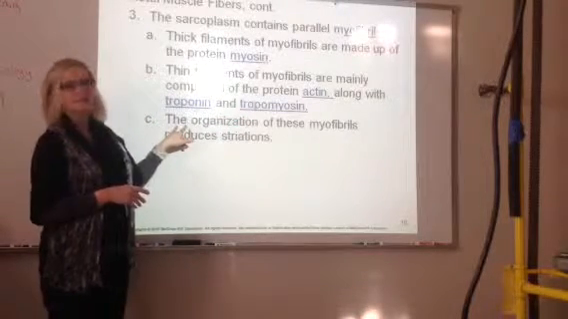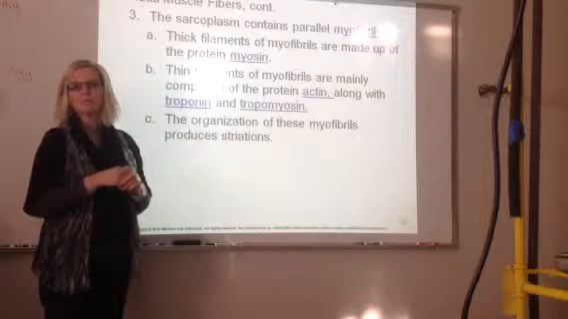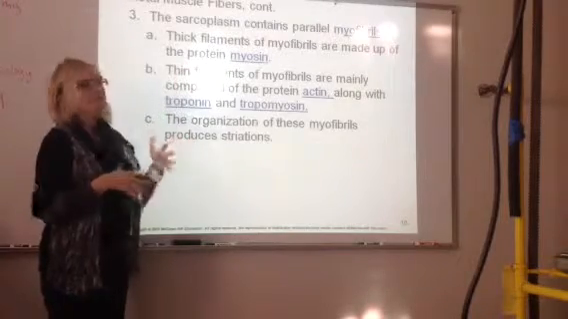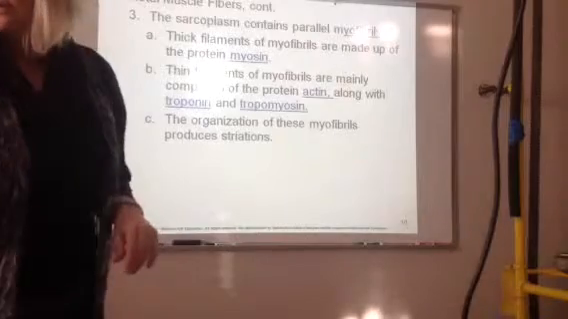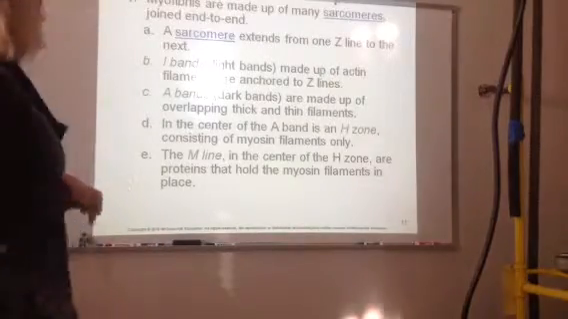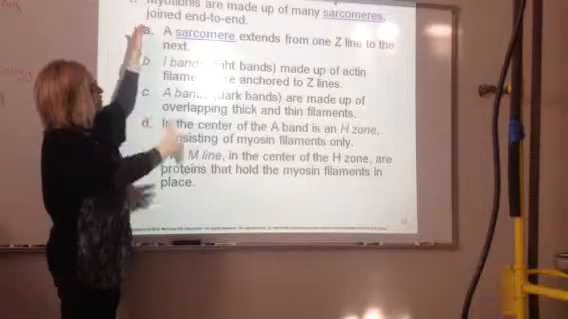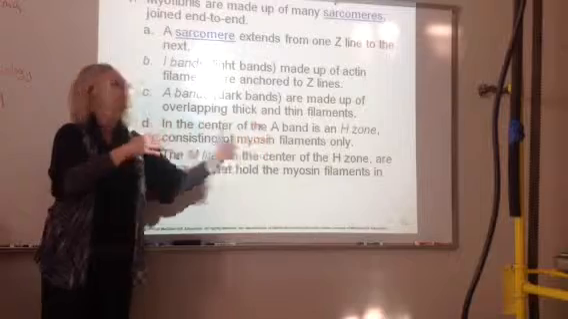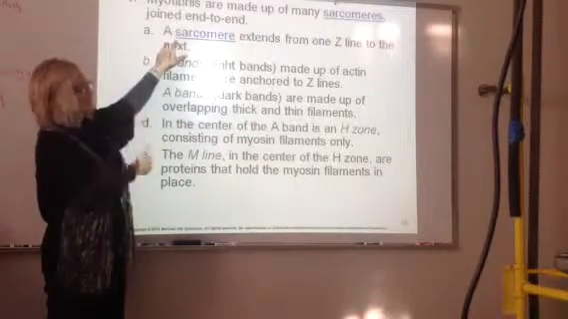And the organization of those is what causes the striations in your muscle cells when we look under the microscope. And the movement of these filaments is what also is going to cause your muscle to contract. So, myofibrils have many sarcomeres, which are basically blocks that go along. A sarcomere is going to start with a Z-line.